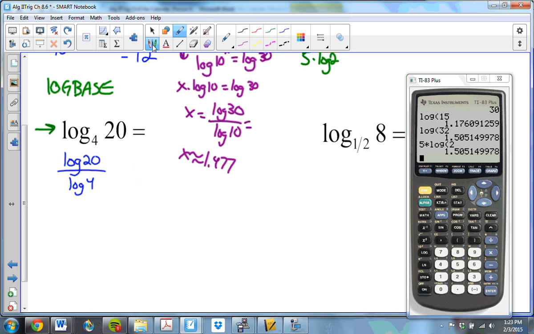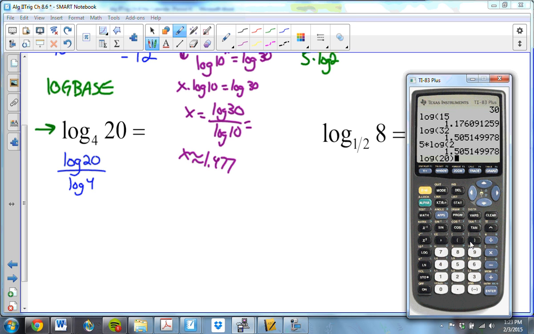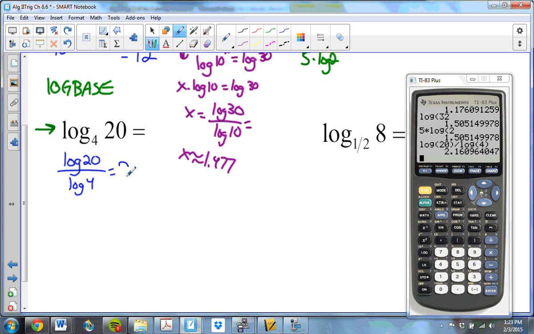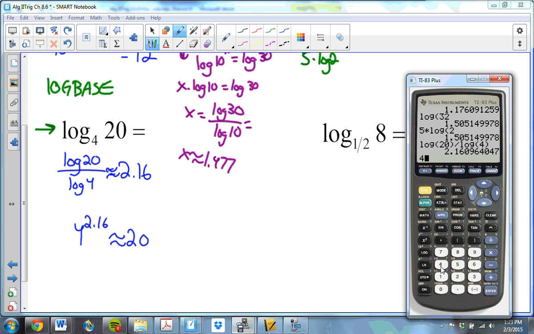Here, I'm going to actually calculate the log of 20 divided by the log of 4. And I get 2.16, which means it's about equal to 2.16. That means if I do 4 to the 2.16, I'll get something pretty close to 20. And there it is, pretty close to 20.